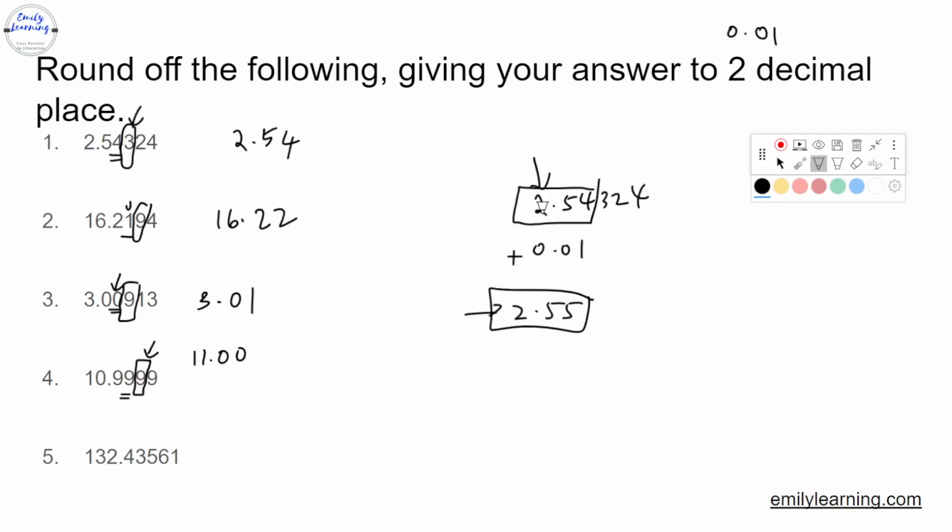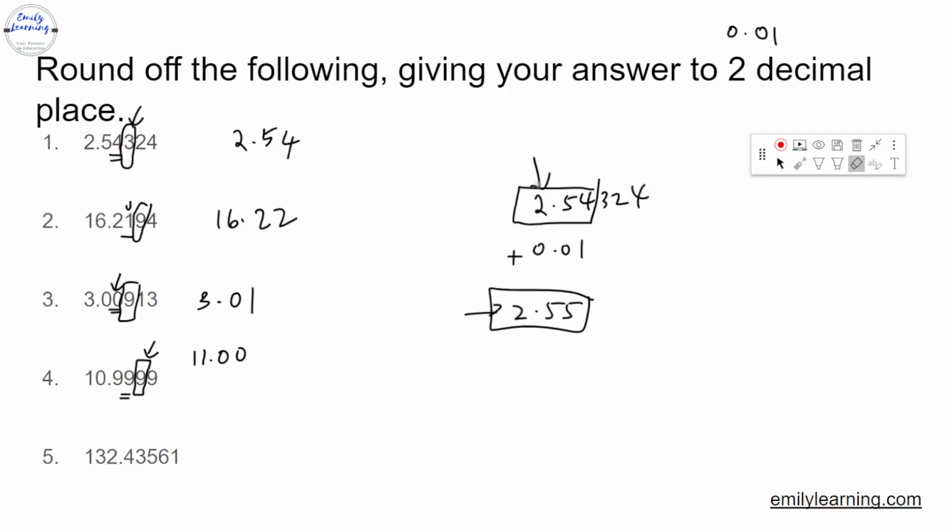And how do I determine whether it's 2.54 or 2.55? I simply look at the number in the third decimal place. So if it is 5 or more, I'll round up and it becomes 2.55. If it is less than 5, I'll round down and it becomes 2.54. So in this case, this 3 here is less than 5. So when I round 2.54324 to 2 decimal places, it becomes 2.54.